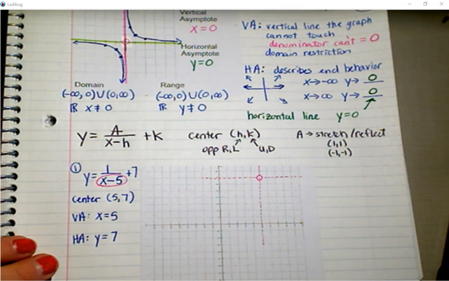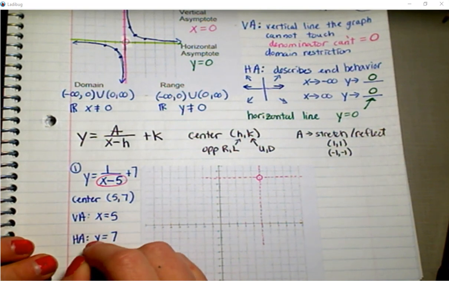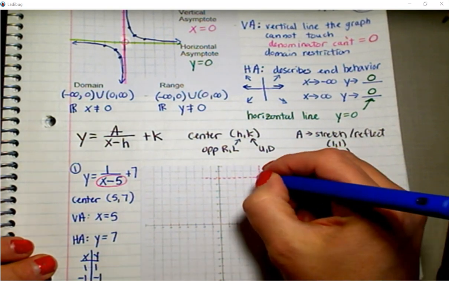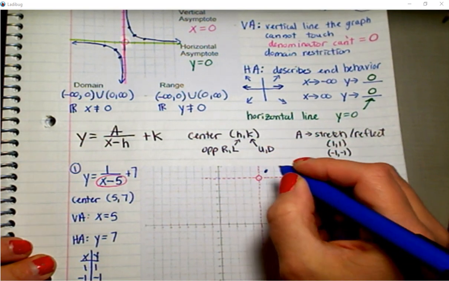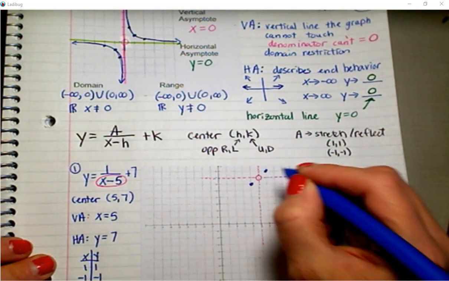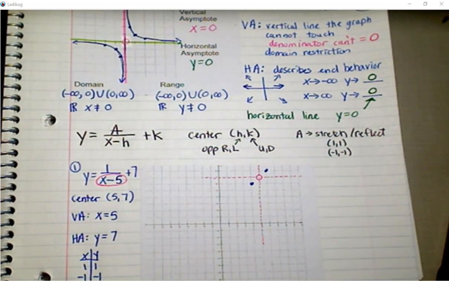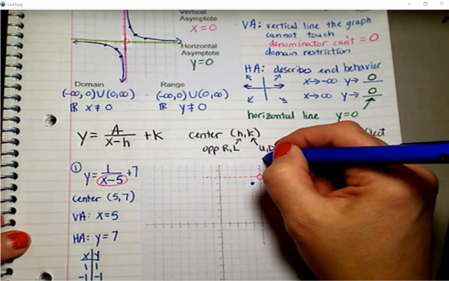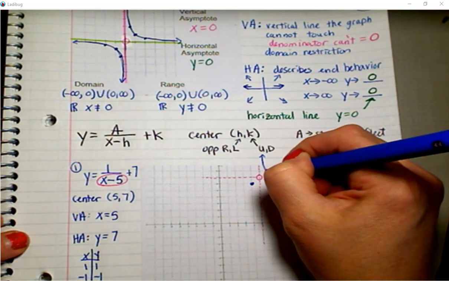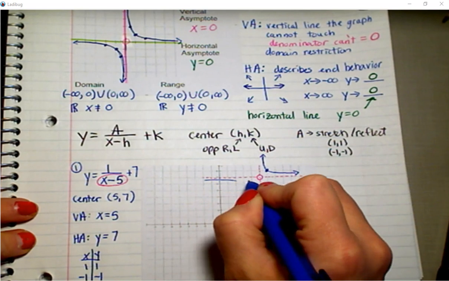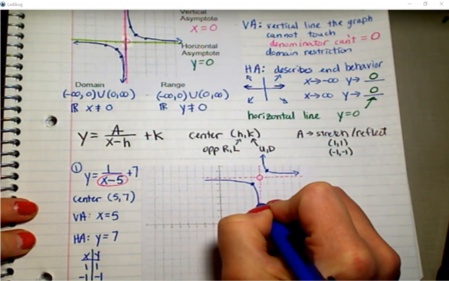Now I have my 2 points. 1, 1, negative 1, negative 1. All right, 1, 1 from the center, negative 1, negative 1 from the center. And then I'm going to draw those two kind of C curved shapes, like this, and like this.